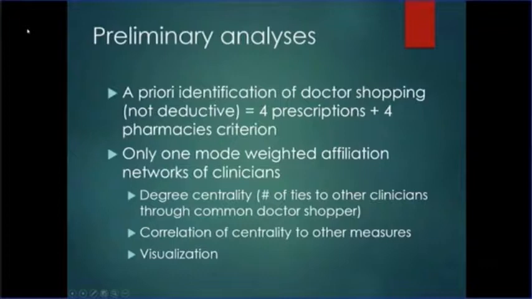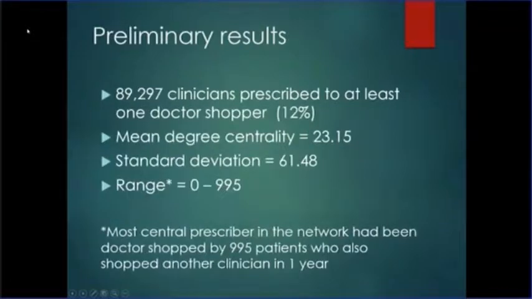And so I'm looking at degree centrality, which is just a very simple measure of activity within the network, and this is the number of ties to other clinicians through a common doctor shopper. And then I just did some basic correlations of centrality to other measures so that we could see if there was any sort of validity here, right? And then created a visualization as well, which is the most exciting part, obviously.